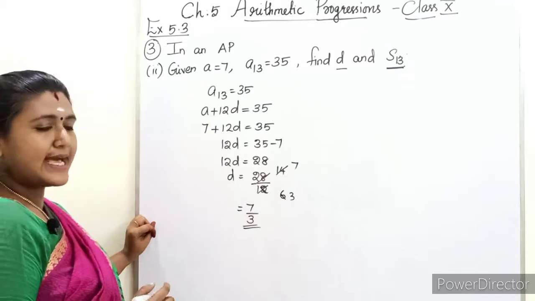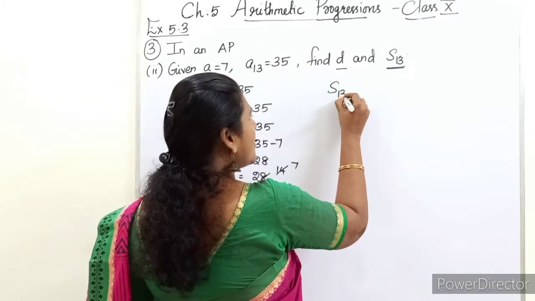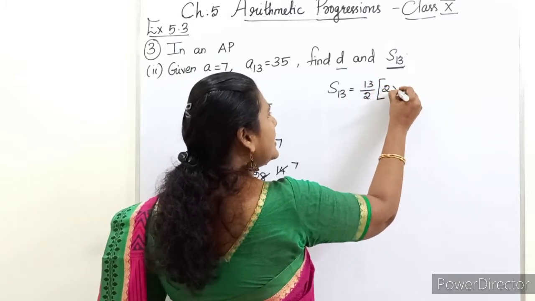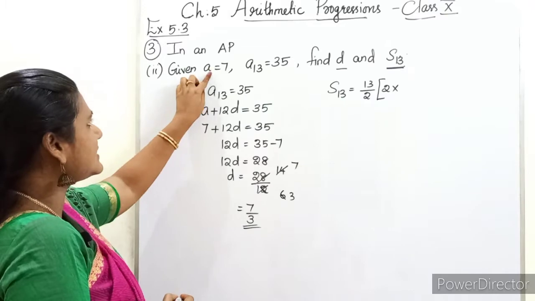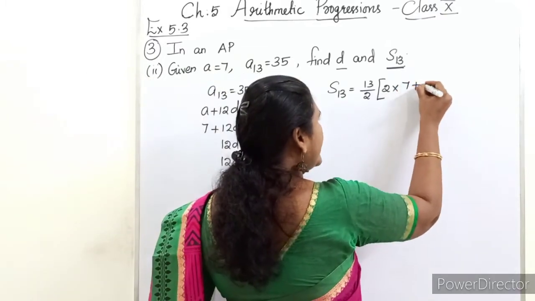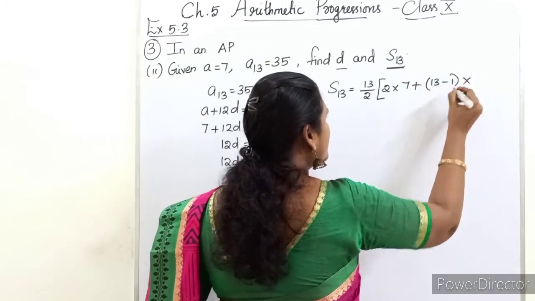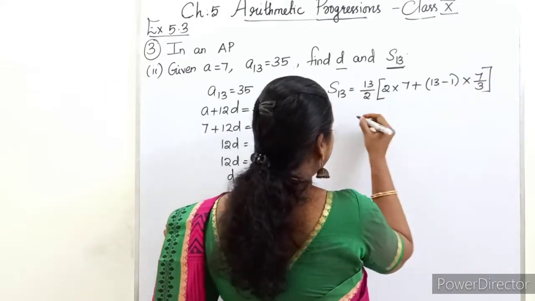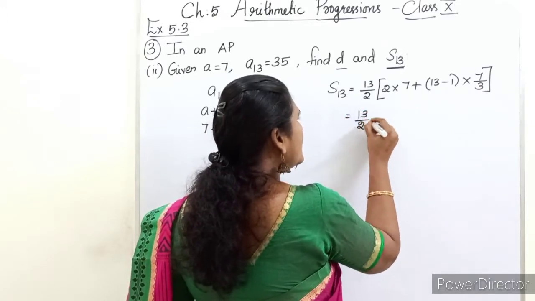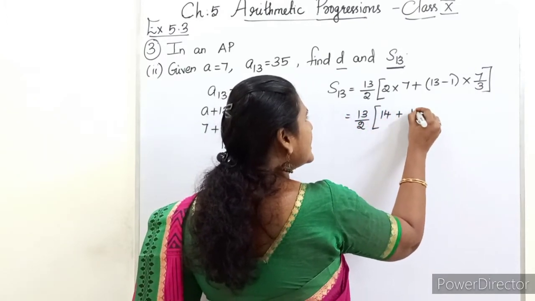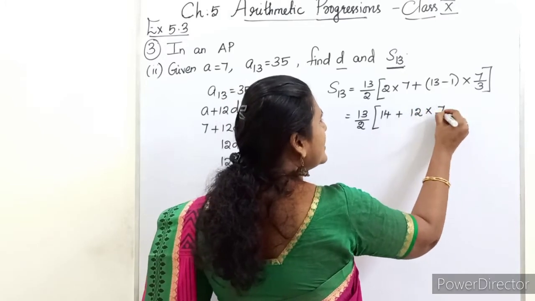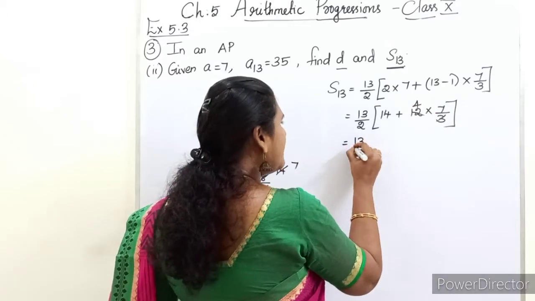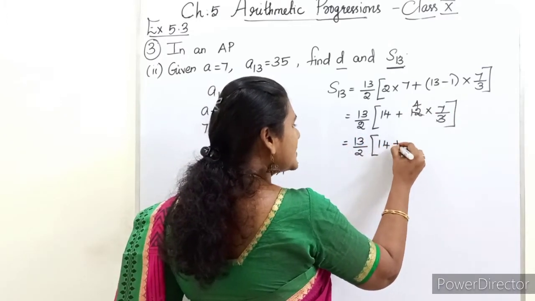Now we have to find S13. So S13 is equal to, the formula you know, 13 by 2 into 2A, that is 2 into the value of A, which is 7, 2 into 7, plus 13 minus 1 into the value of D, which is 7 by 3. Now we will simplify. So 13 by 2 into 14 plus 13 minus 1, 12, 12 into 7 by 3. When you simplify, you will get 4 here. So 13 by 2 into 14 plus 28.